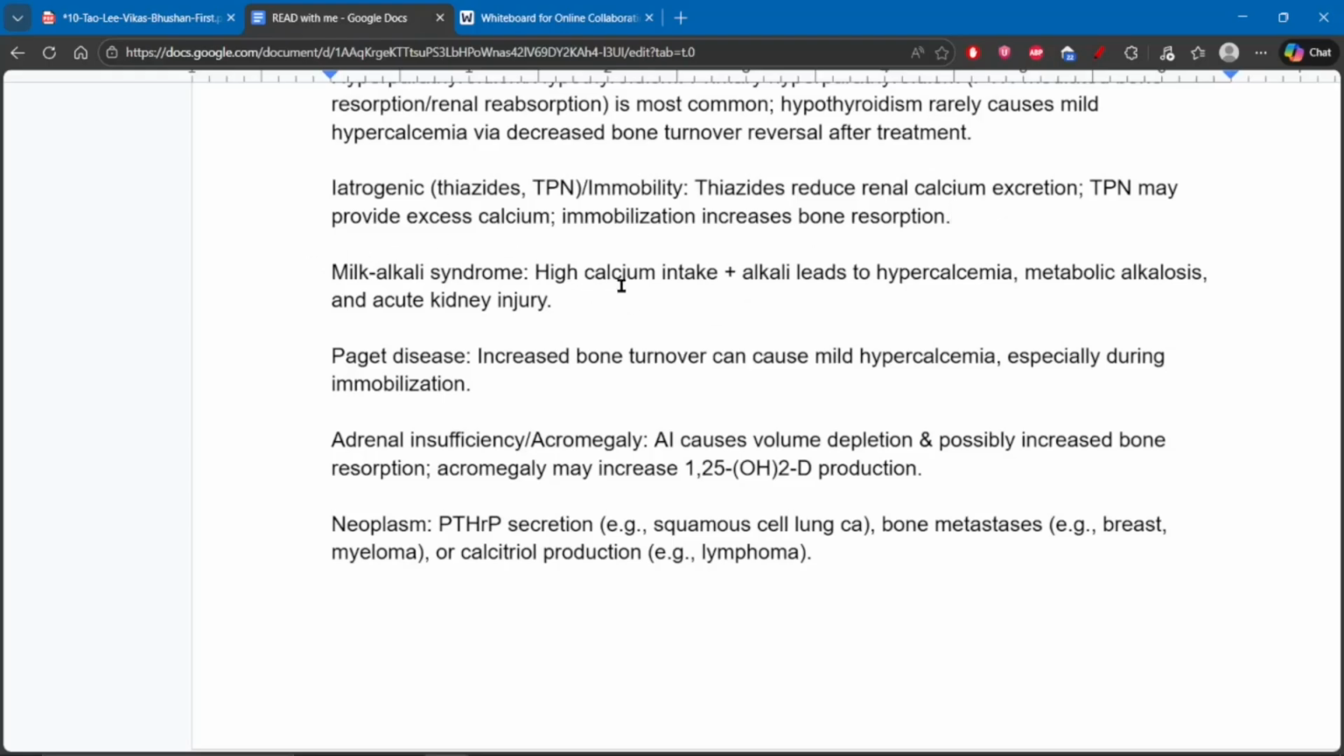So milk alkali syndrome. This is basically when you have a high intake of calcium and alkali that leads to hypercalcemia and metabolic alkalosis and acute kidney injury. So high calcium intake would be basically taking calcium supplements, and high alkali intake would look like a patient that has peptic ulcer disease or GERD, and is excessively using antacids, right? So antacids contain these alkaline metals.